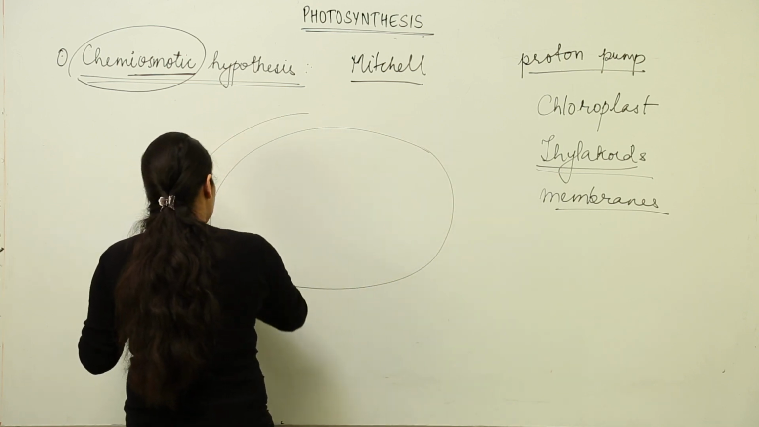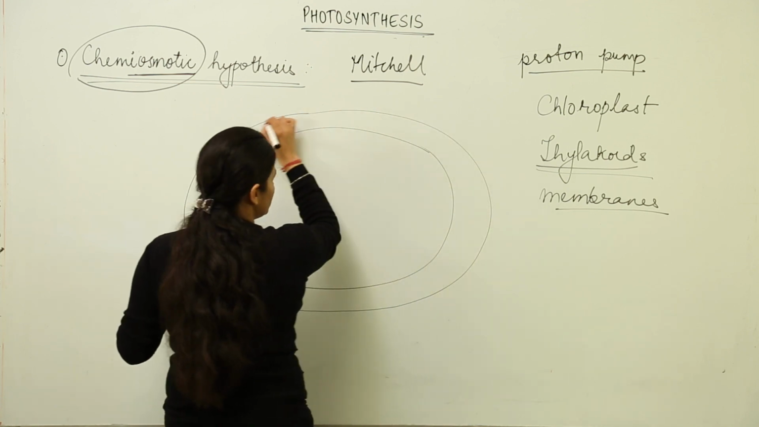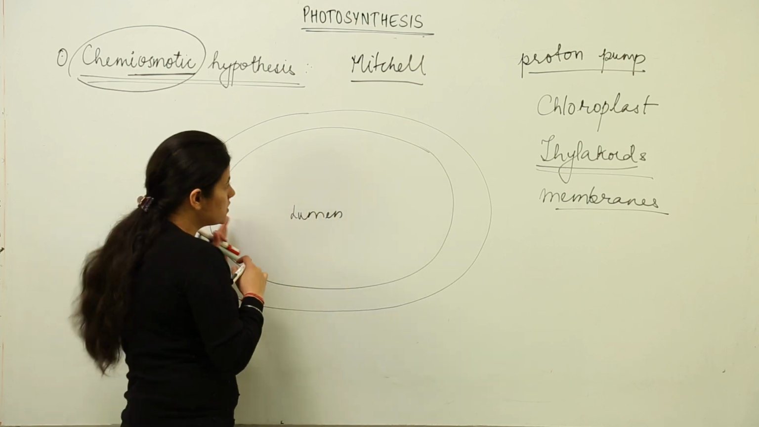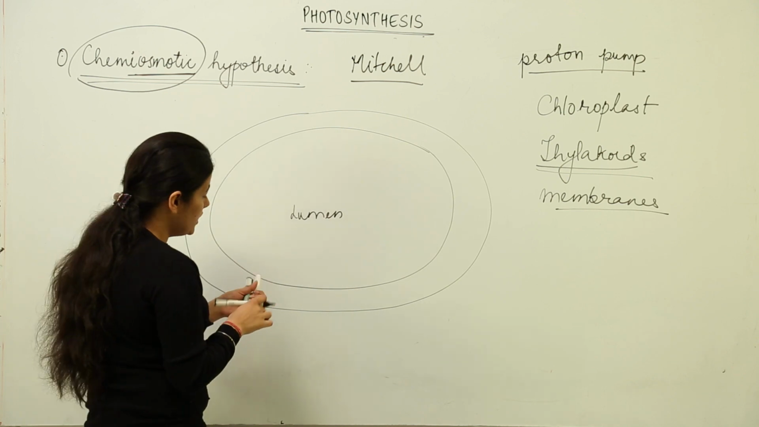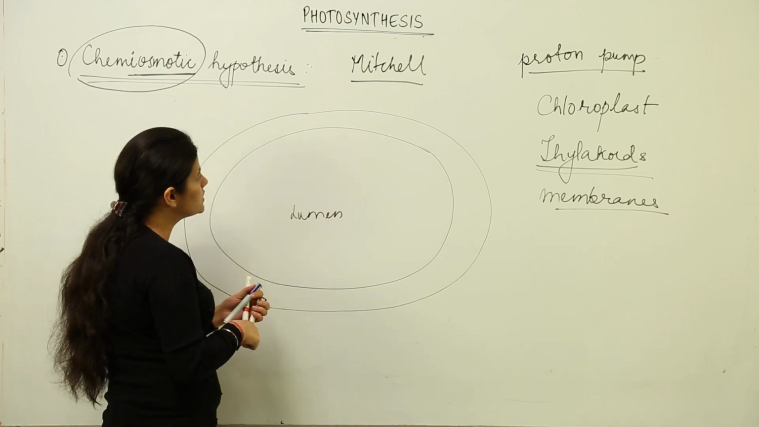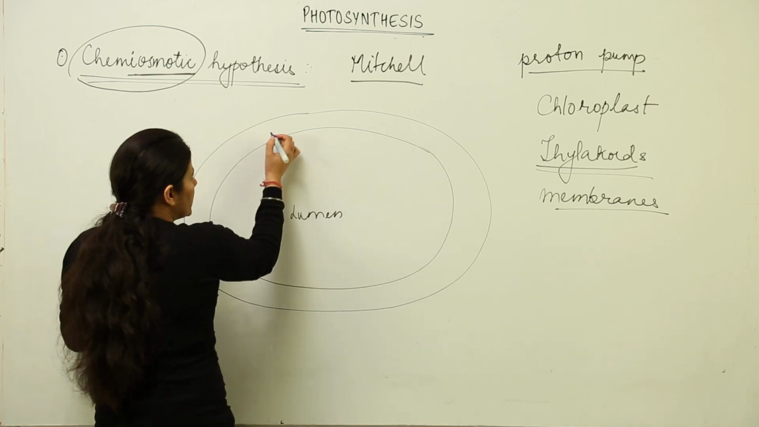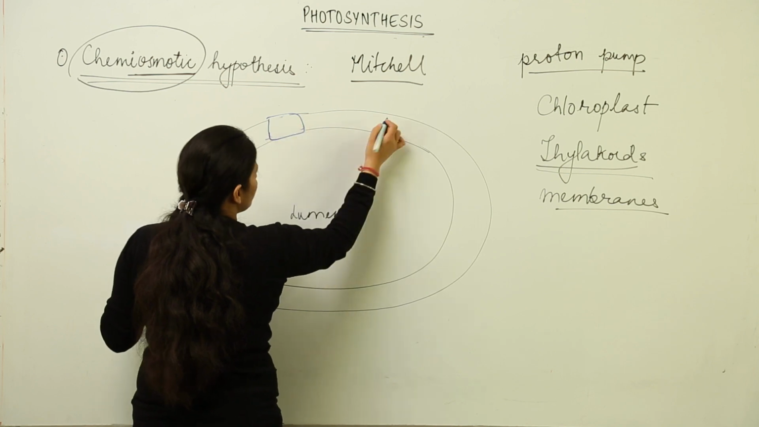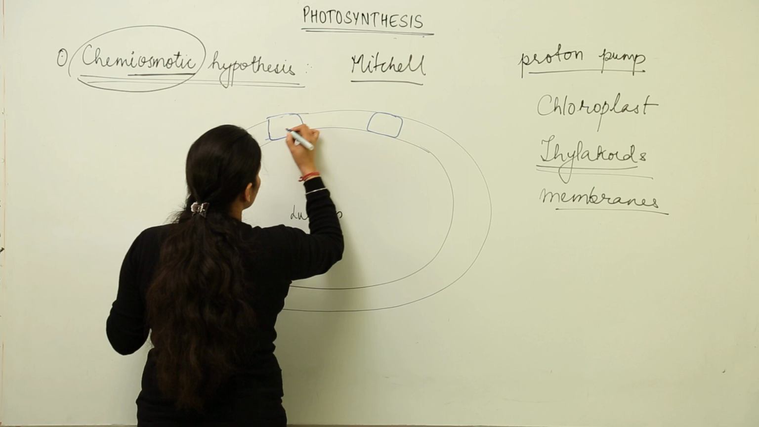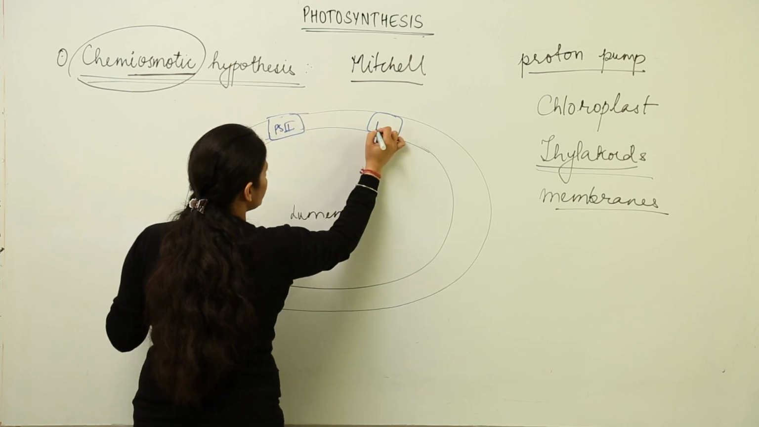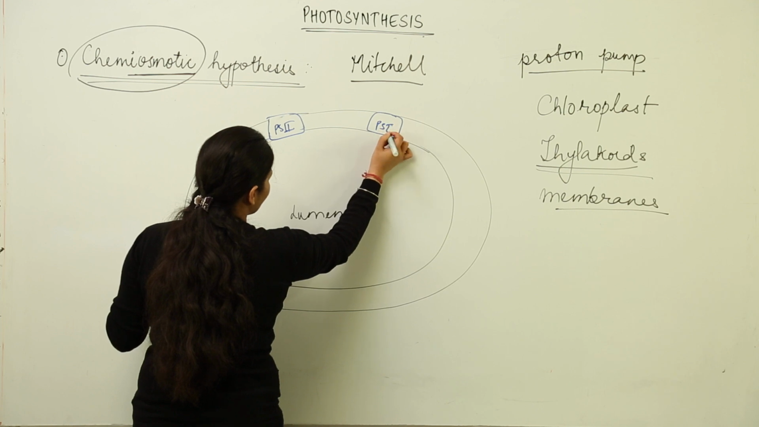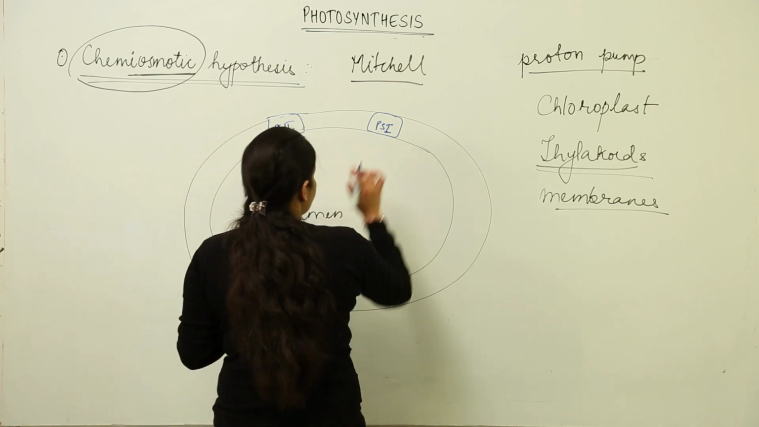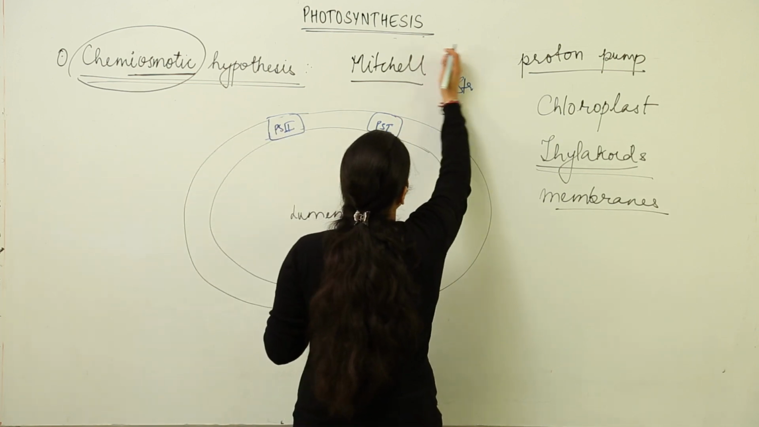Firstly, you have to consider the thylakoid as a double membranous structure. Two membranes are surrounding a central lumen. This is the outer membrane, this is the inner membrane. The photosystems, which have the pigment units or the photosynthetic units comprising PS2 and PS1, would be present over here. This is PS2, this is PS1. This is the lumen, this is the stroma.